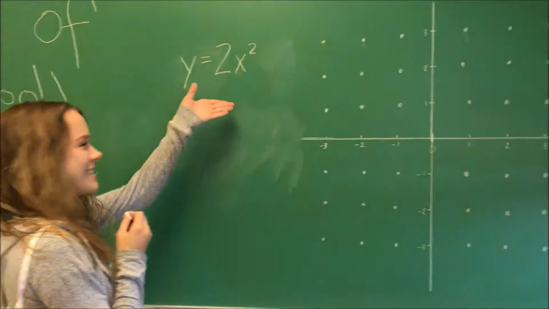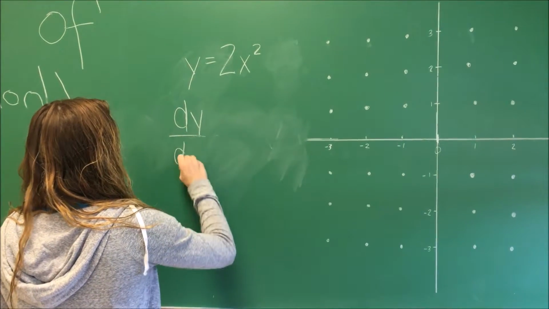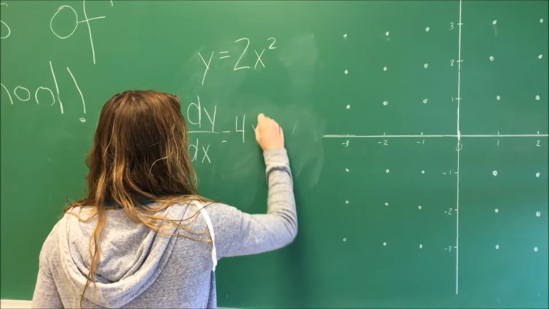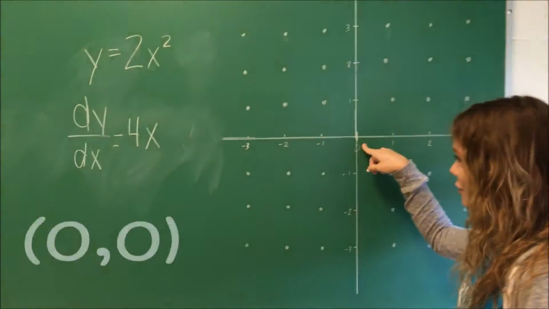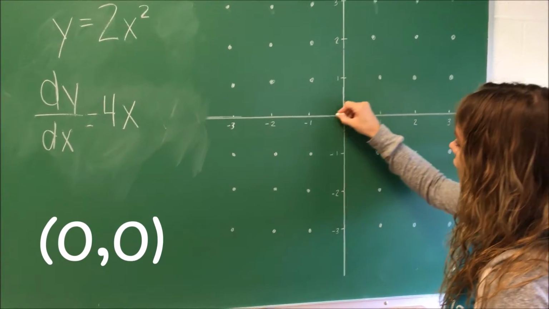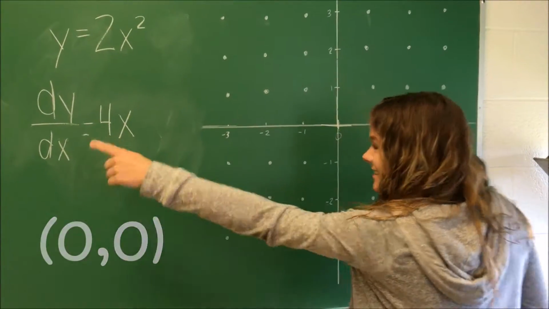So, our equation is 2x squared. First, we need to derive that. So, the derivative would be 4x. Now we're going to do that over here. So, let's start at 0, 0. We're using the point 0, 0. So the slope there would be 0 if you put that in the 4x.